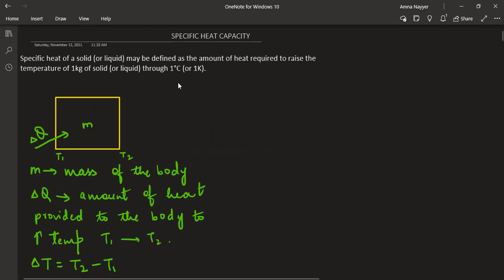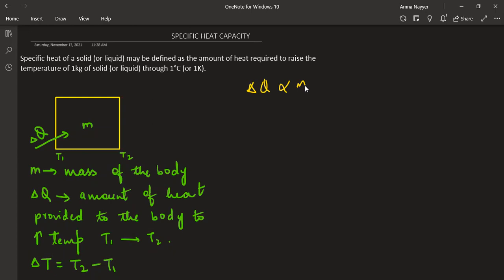This is defined as the amount of heat that is required to raise the temperature of 1 kg by 1 degree Celsius. This means that whatever mass is given, whatever heat is supplied, the heat will be directly proportional to the mass. And this heat will also be directly proportional to the temperature difference.